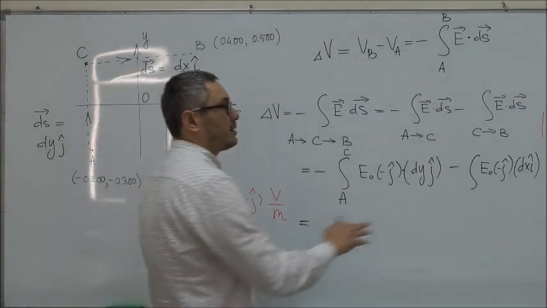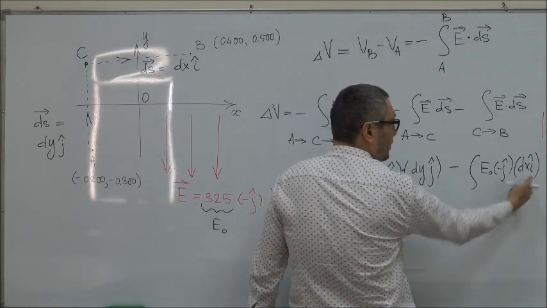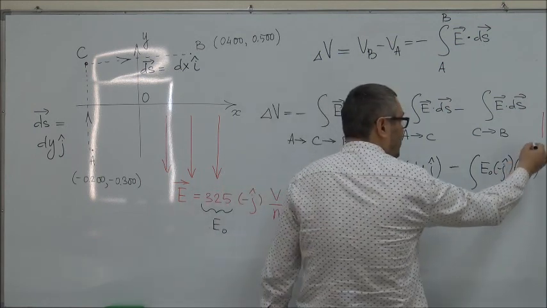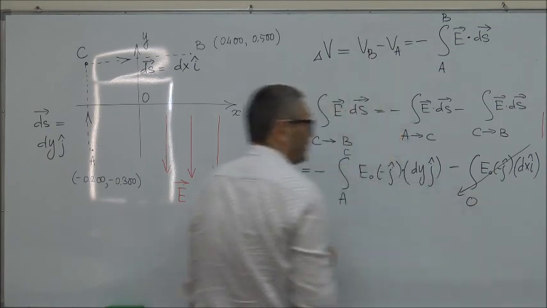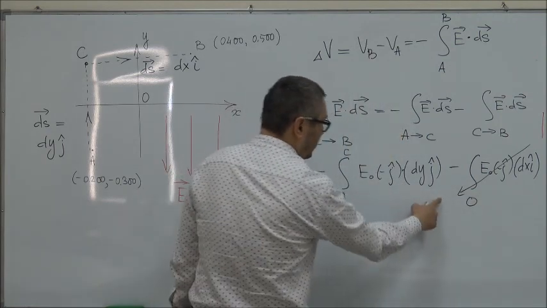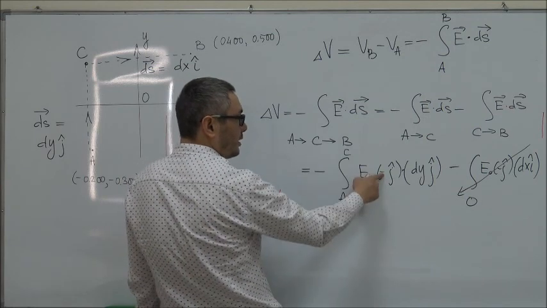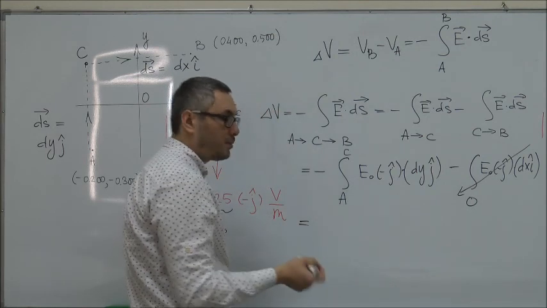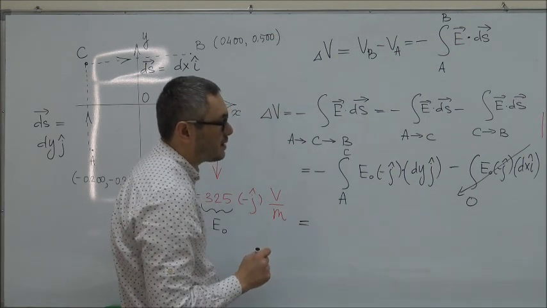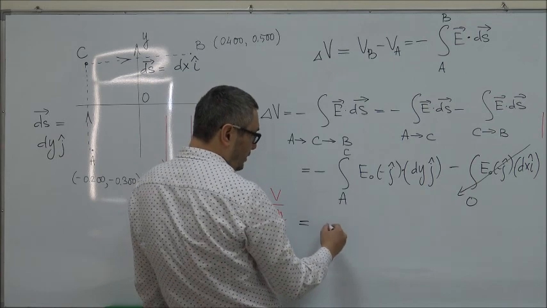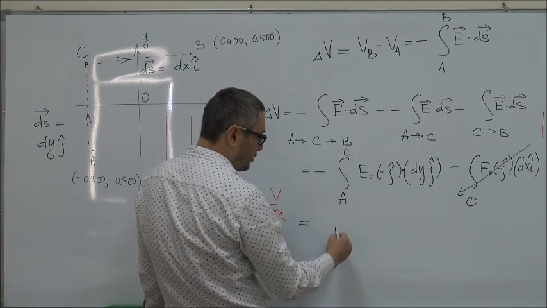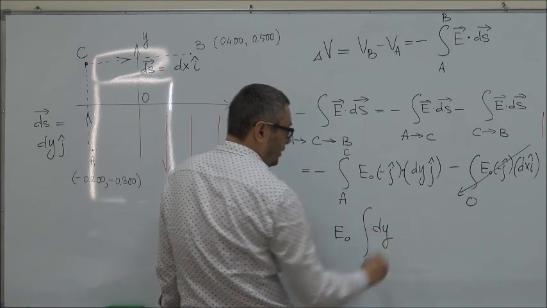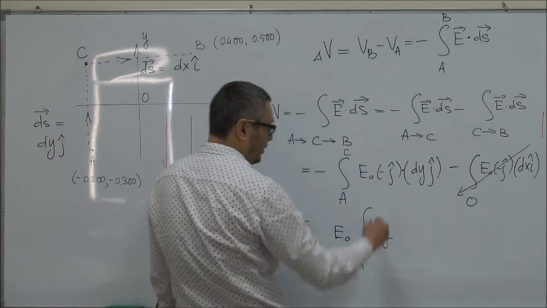Well, if we first look at this integral here, we have a j dot i, a dot product of two unit vectors. They're perpendicular, so this integral entirely gives us 0. So we don't need to worry about that. So let's just look at this one. Here we have minus and minus, so they cancel out, and then you have j dot j. The dot product of the same unit vector gives us 1. So overall you get E0, which is a constant, so it comes out. So E0 integral of dy from A to C.